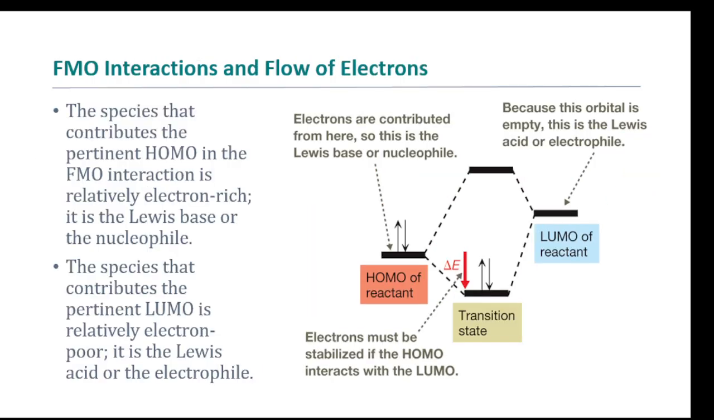Okay. All right, so the species that contributes the pertinent HOMO in the FMO interaction is going to be your relatively electron-rich species. This is going to be the Lewis base. This is going to be your nucleophile. This is going to be the one donating the electron density, right? In the case of the species that contributes the LUMO, this is going to be the relatively electron-poor. It's going to be your Lewis acid. It's going to be the electrophile. It's the one that's taking electrons onto it, right?